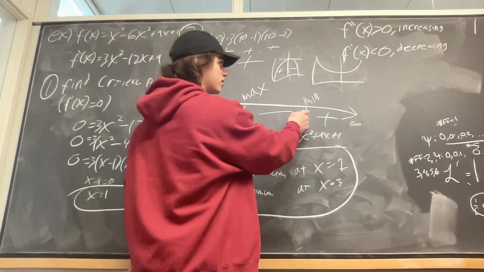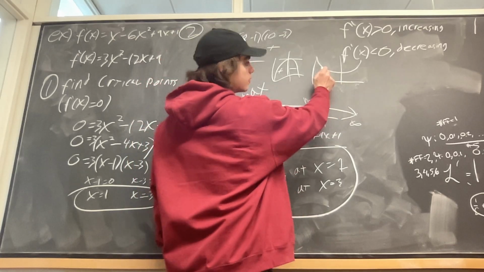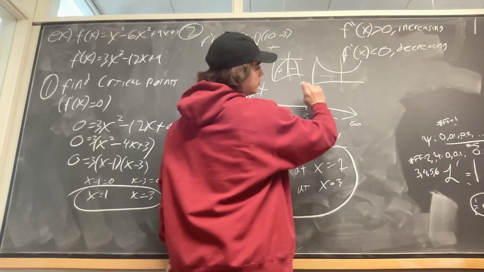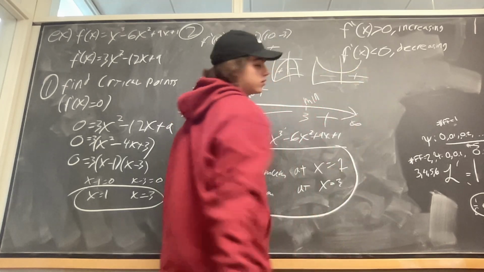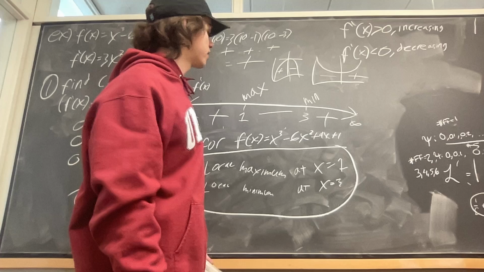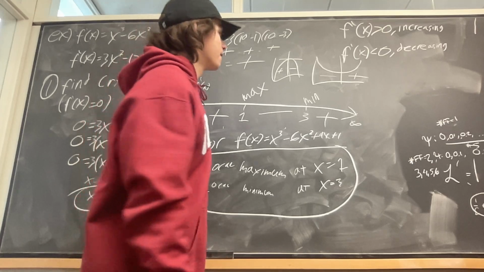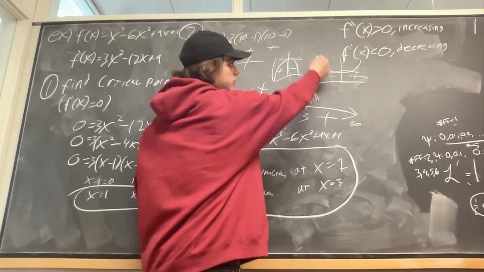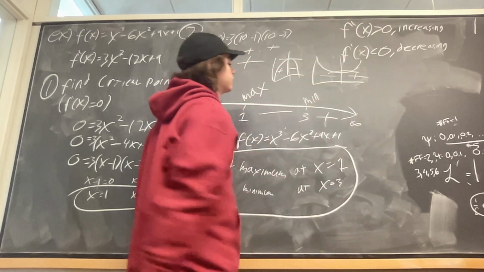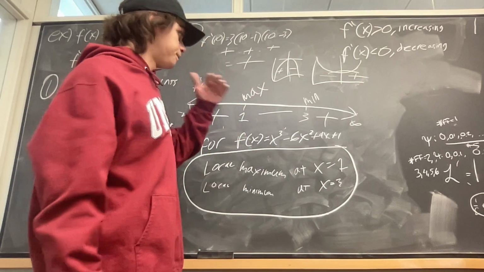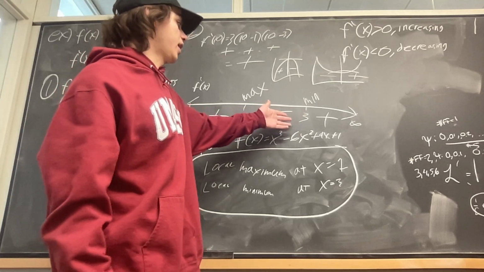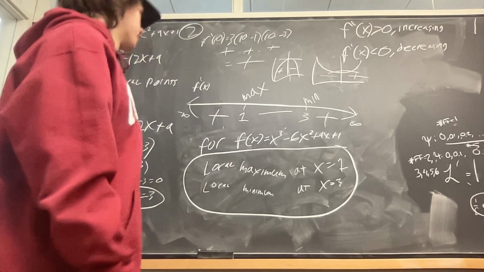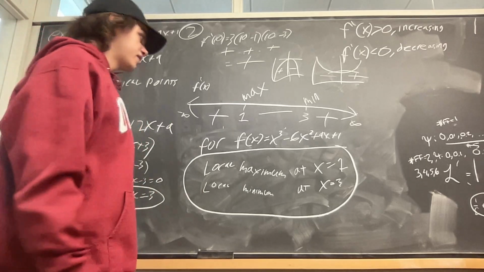And then for three, if you recall, when the left of a point is negative and to the right the derivative is positive, that means that there's a minimum. It's going down and then it's going right back up. It's a minimum, and so we have a minimum at x equals three.